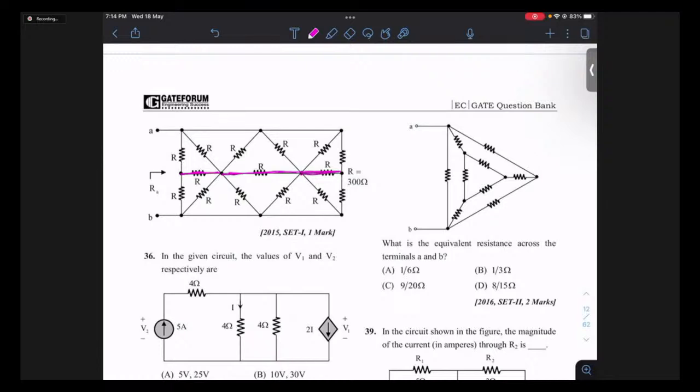If it is short circuit now, R and R, this is parallel. You get here R by 2. In the same way, R and R in parallel, you get R by 2.